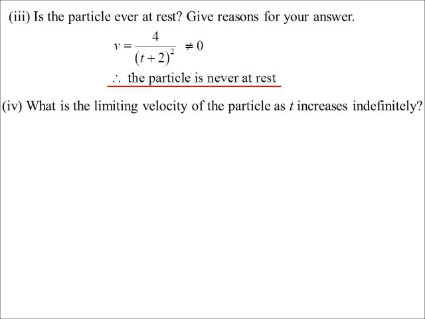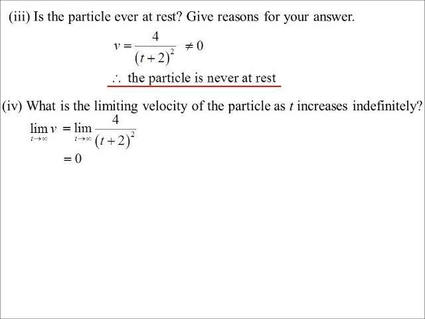What is the limiting velocity of the particle as t increases indefinitely? In other words, what is the limit of this as t approaches infinity, is basically what they're saying. Here we go. So limit as t approaches infinity of our velocity, 4 on t plus 2 all squared. What, 0?